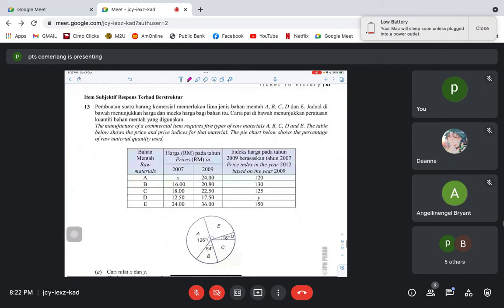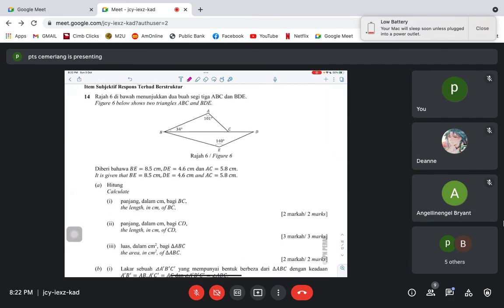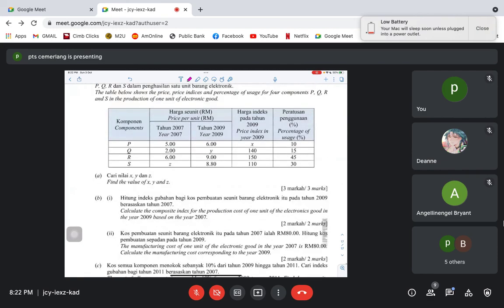This one is another one, which is the index number. And then this one is again the solution of triangle. And then you have another one, index number. The real SPM nanti kan, dia takkan bagi 2 soalan solution of triangle dan 2 soalan index number. So they might give you something else actually, okay? Tapi solution of triangle and index number is a must.